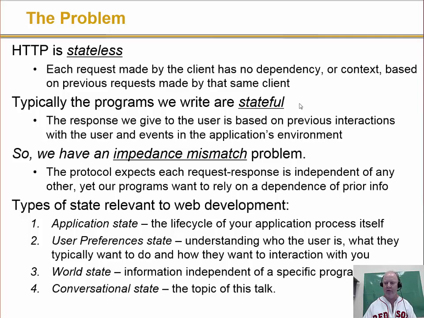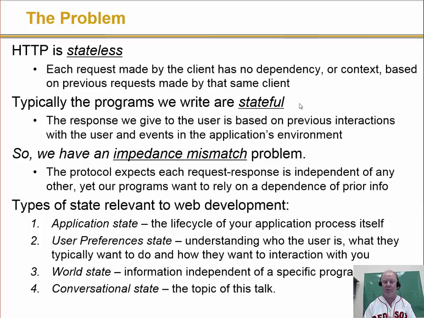Now, when we talk about statefulness, there is more than one type of state relevant to web application development. The first is what's called application state. That's the life cycle of your application process itself, the process running in your process table. You know, the application could die. The application could be replicated across many nodes in the cloud. It could be restarted, but you want to recover back to where you were. So application state here means the state of a running process on your system.